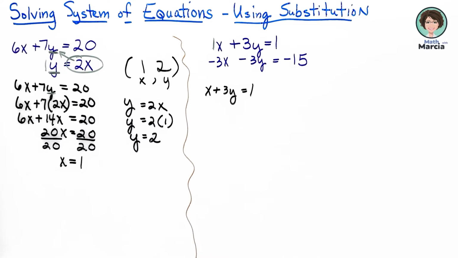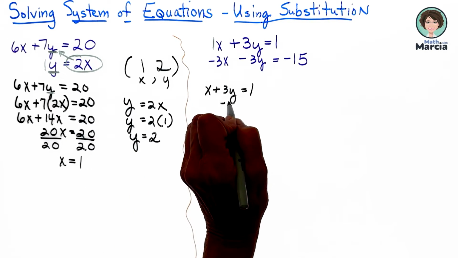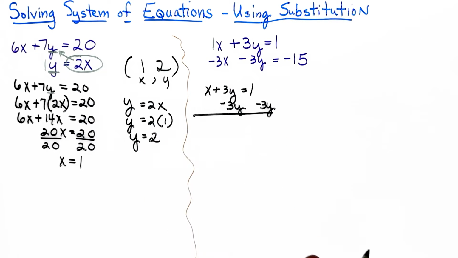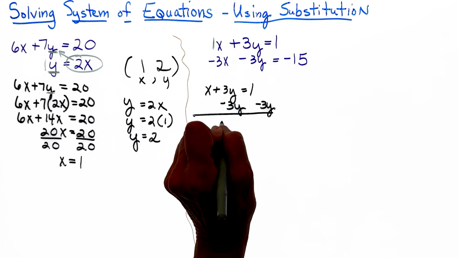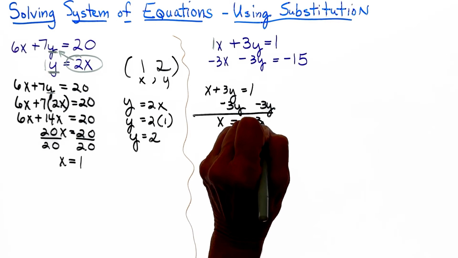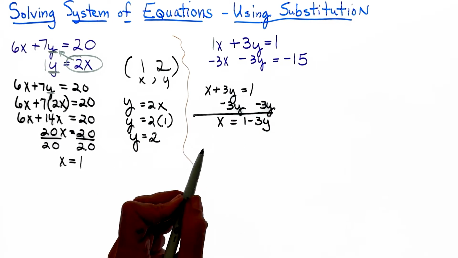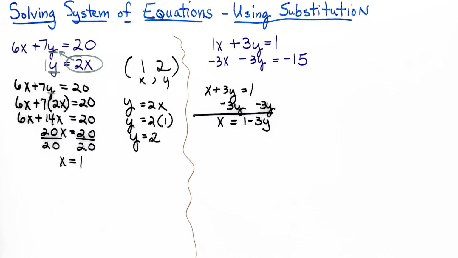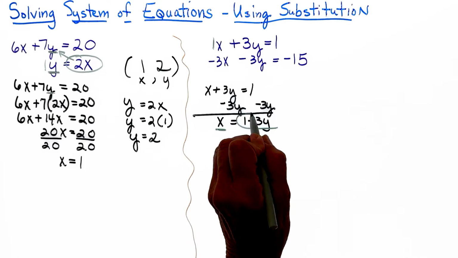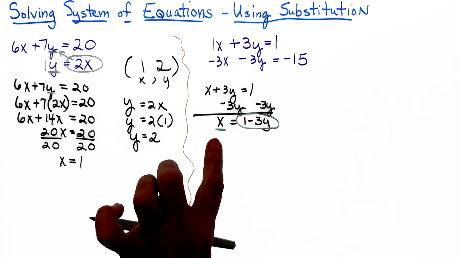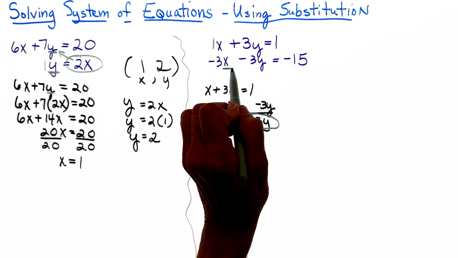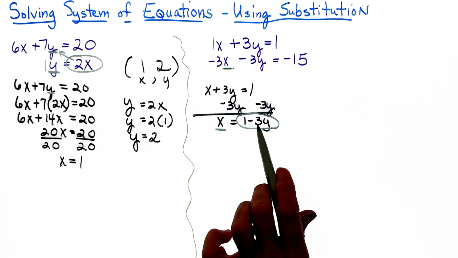In order to get x by itself, I am going to subtract my 3y, and it doesn't matter whether you put it in front or behind the number. I'm just going to put it behind the number. So I end up with 1 minus 3y. So notice that is my x value. So I'm underlining that x, and I know I am going to substitute in wherever I see an x in this equation up here, I will substitute in 1 minus 3y.